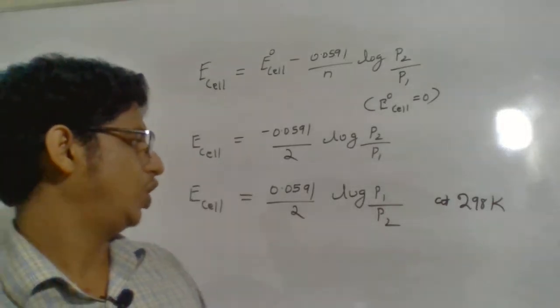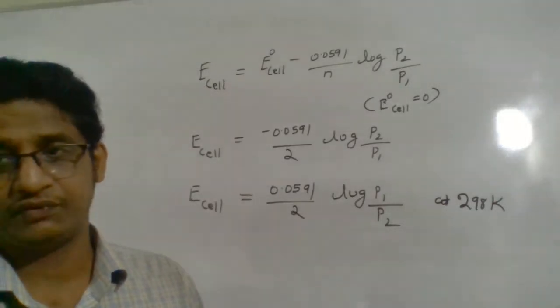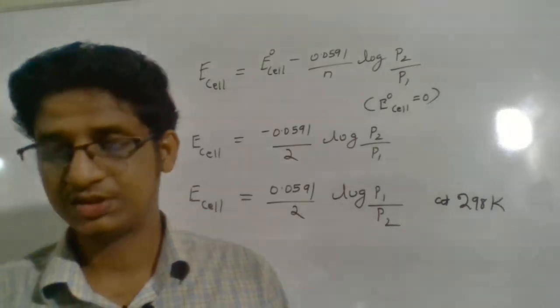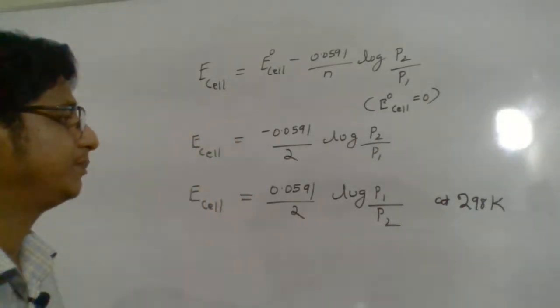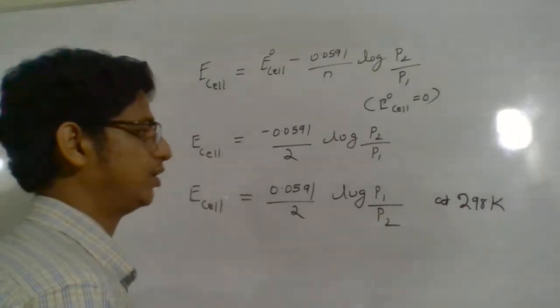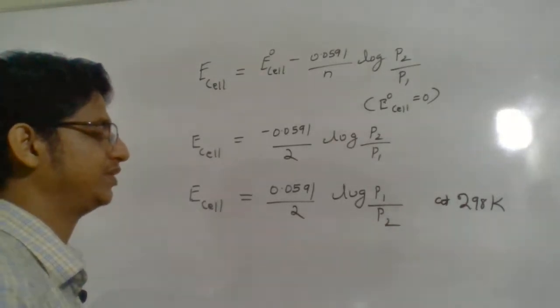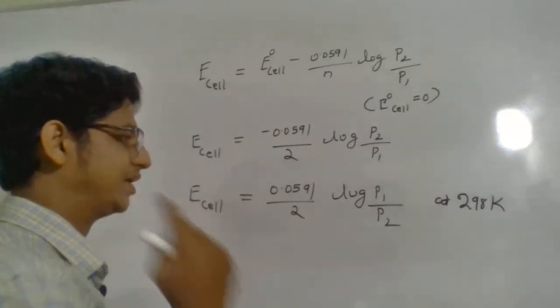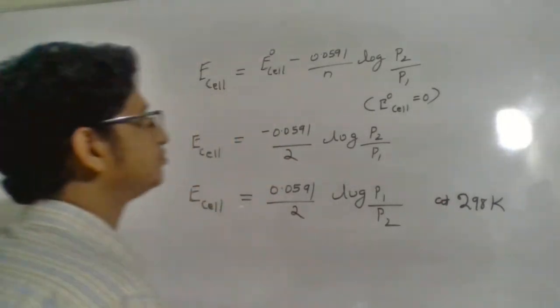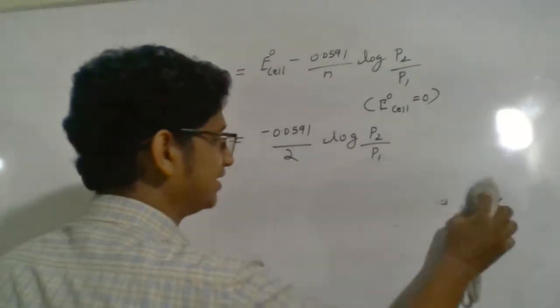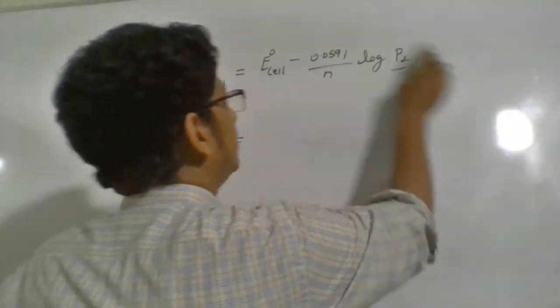So E cell equals 0.0591 divided by 2 log P1 by P2, that's the final equation at 298 Kelvin. Generally you can apply this equation, where remember P1 is the pressure of the gas electrode at the anode, and P2 is the pressure of the gas electrode at the cathode. So that's the general equation that you can remember. This is the case of the gas electrode that we discussed.